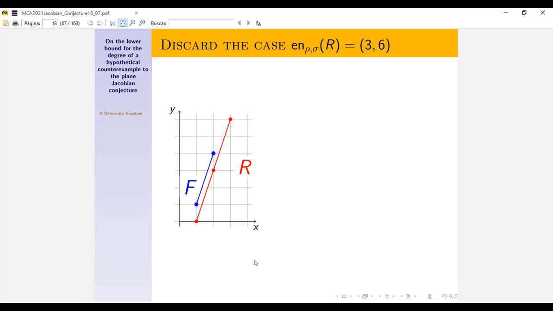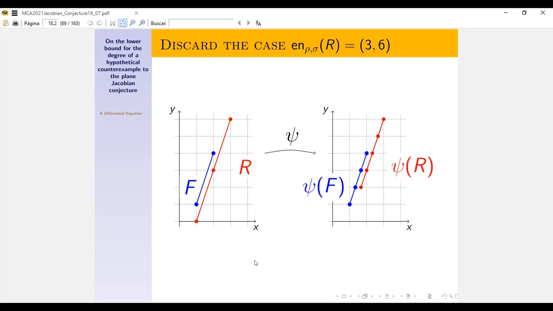So how can we discard the case, for example, the lowest case, 3, 6? So we have this case, and I will do the complete example. Well, not complete, but give the main ideas. Well, we transform the supports of the polynomials, as I said, in such a way that we get this gap here below.